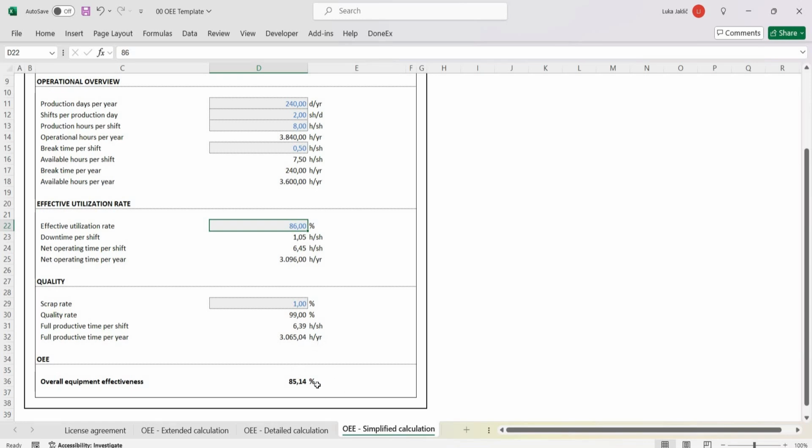Finally, we calculate the overall equipment effectiveness. To determine OEE, we multiply the effective utilization rate by the quality rate.